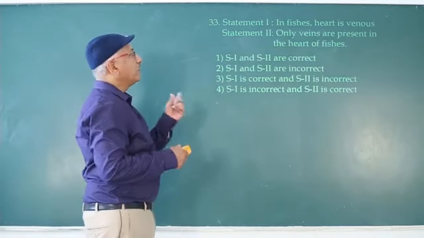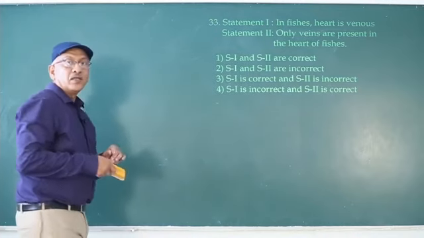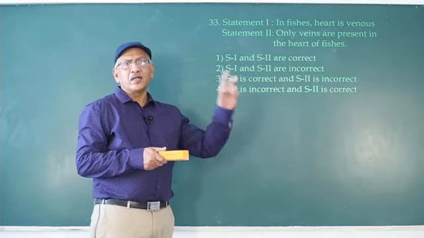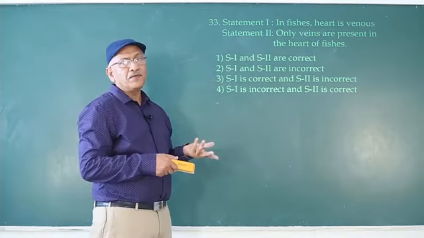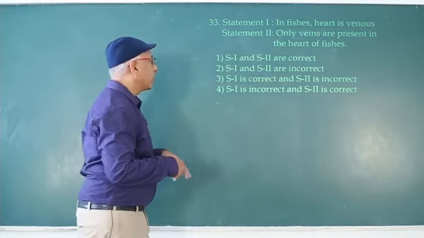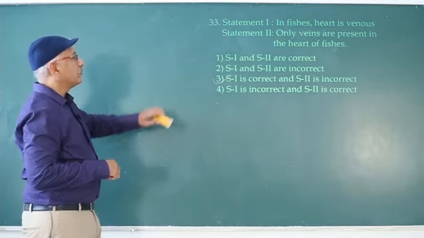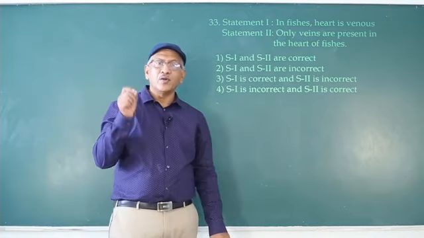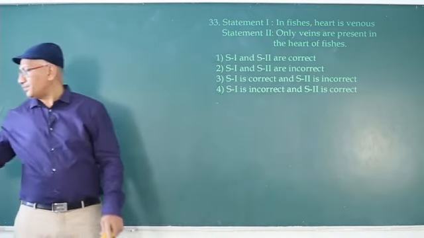Statement 1: In fishes, heart is venous. Correct. Why is the heart venous? If the heart contains only deoxygenated blood, it is known as a venous heart. Only deoxygenated blood is present in the heart of fishes. So statement 1 is correct. Statement 2 is incorrect.